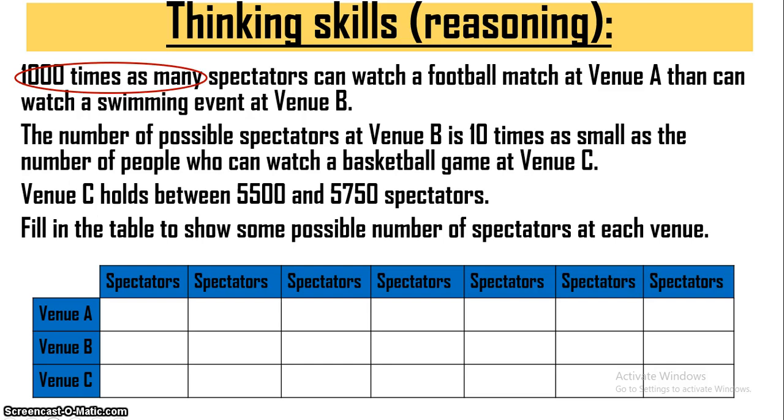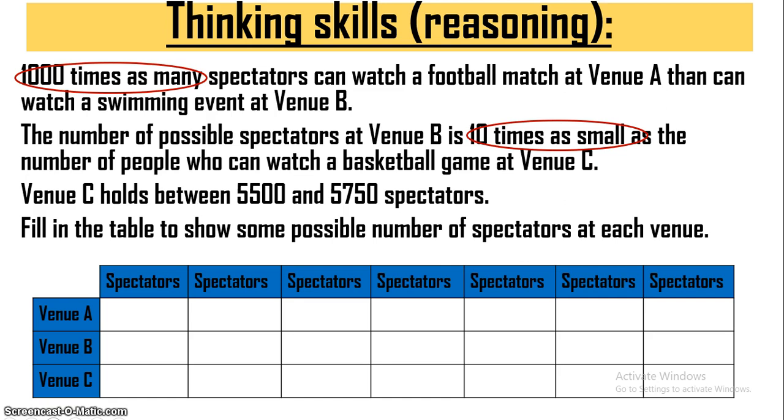The number of possible spectators at venue B is 10 times as small. That means venue B is smaller than venue C by how much? 10 times. What does this mean? Whatever I have at venue C, I divide by 10 to get venue B. Smaller means it's smaller, so I divide by 10 to get venue B from venue C.